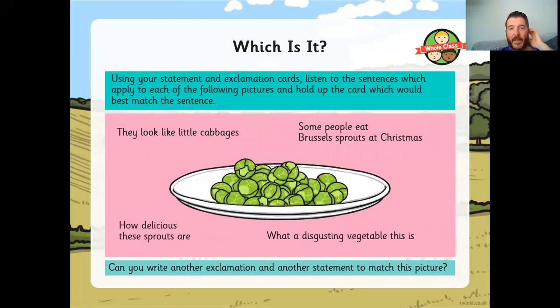Let's skip through that part. This one. Say exclamation if you think it's an exclamation sentence, or statement if you think it's a statement. They look like little cabbages. Statement or exclamation? Statement. Some people eat Brussels sprouts at Christmas. Statement or exclamation? Statement. How delicious these sprouts are. Statement or exclamation? Oh, wrong one. That would be an exclamation. And what a disgusting vegetable this is. Statement or exclamation? Both of those are exclamations.